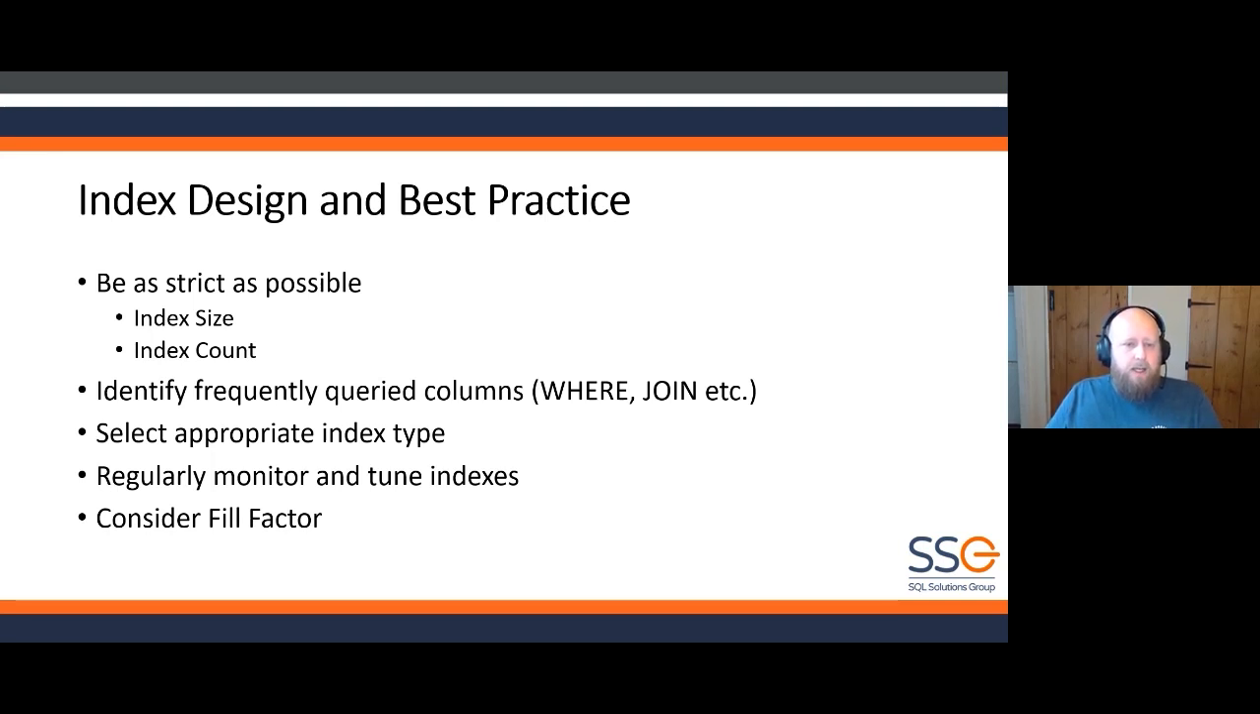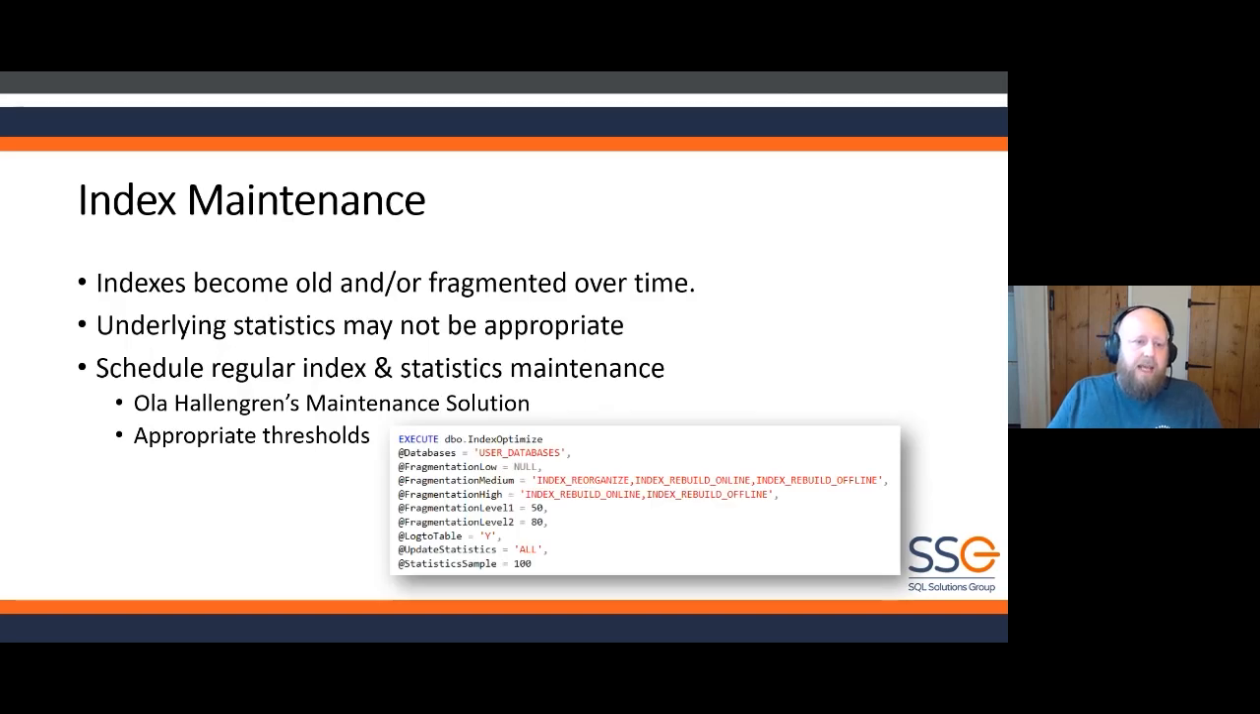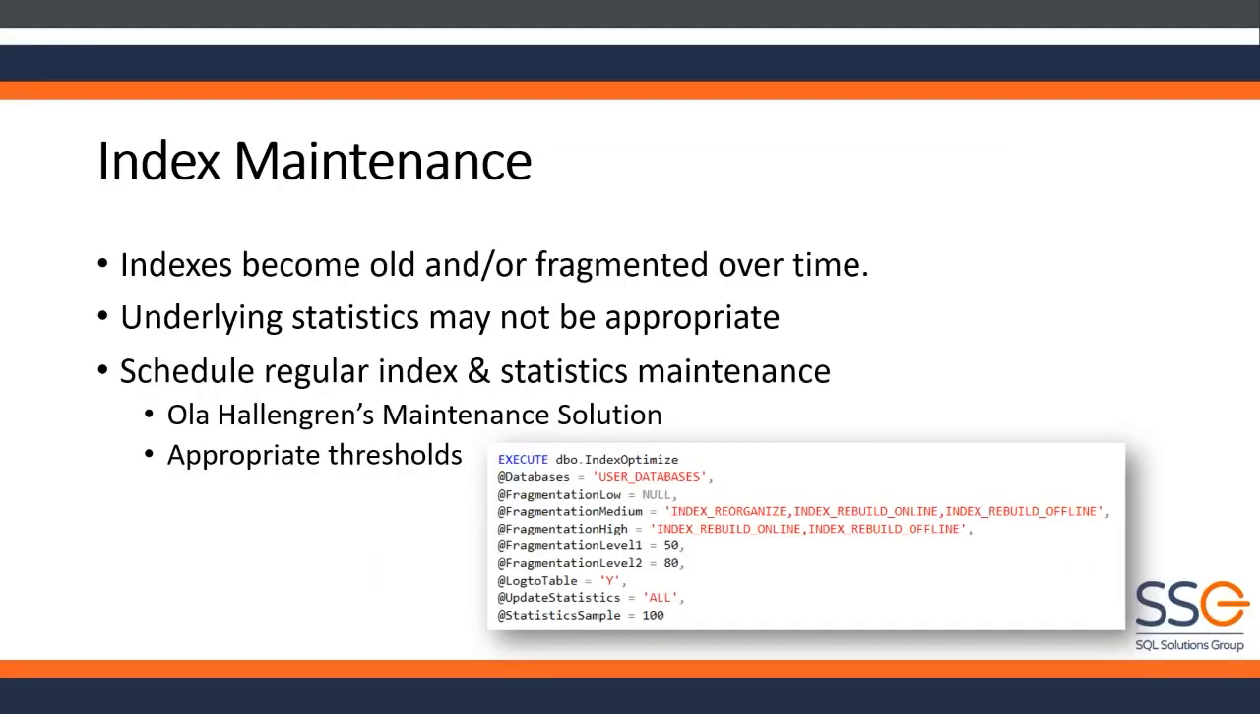Okay, index maintenance. Now, we've talked about indexes becoming fragmented and statistics going out of date. So what we recommend is to schedule some index maintenance. Now, there's a fantastic script out there by a guy called Ola Hallengren. It's called Ola Hallengren's index maintenance solution. It's completely free. You can find the GitHub for it. Just Google Ola Hallengren. It'll be the first result.